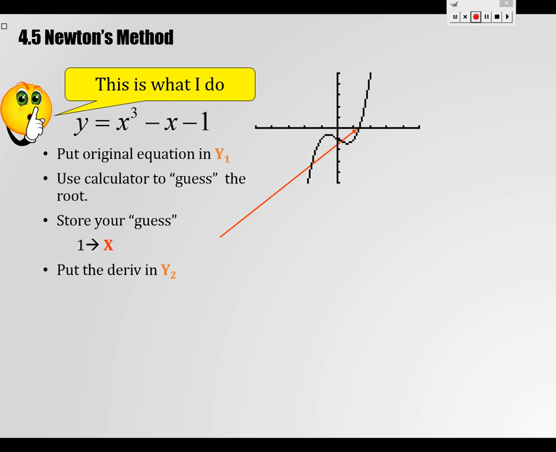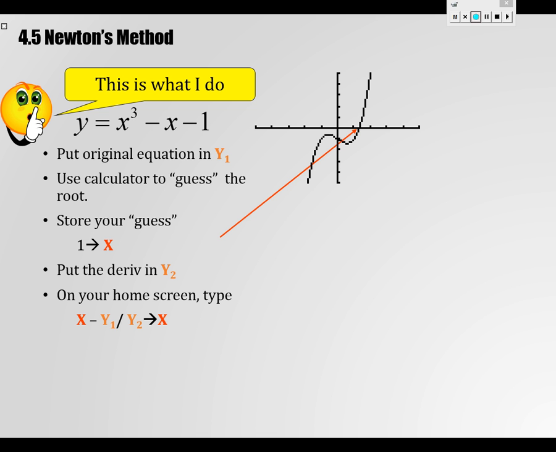Maybe not. All right, if you haven't already done so, put the derivative in y2. It's the same problem we were just doing, so if it's still there, that's great. And then on your home screen, type in, do you see what I'm about to type in? X minus y1 over y2. And tell me why that is the command you want to give your calculator to generate the next guess. And store that in x again.